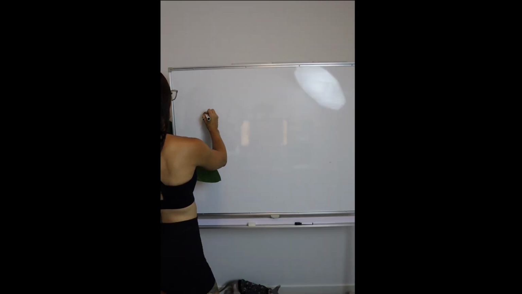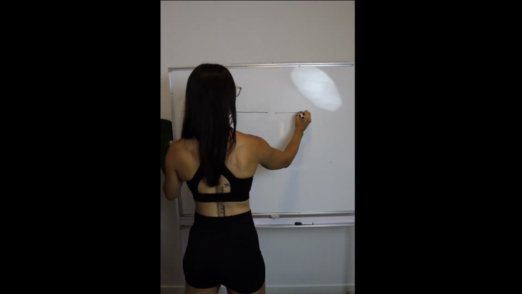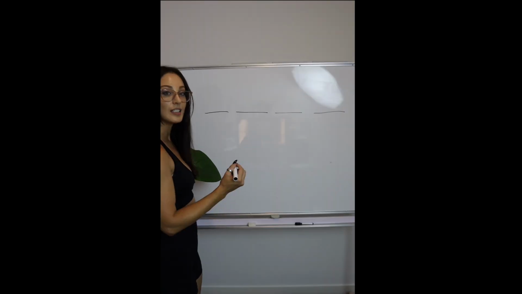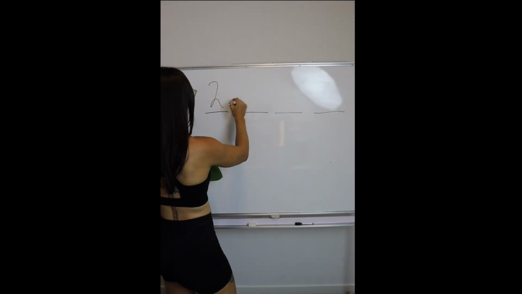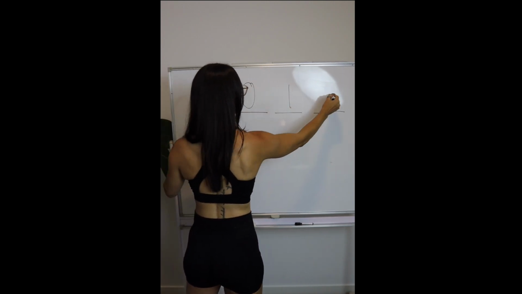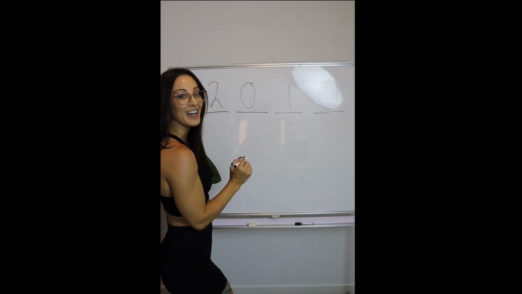So what is tempo? These numbers that show up in your program: 4010, 2210, 3210. What does that mean? Let's get into it. So there will be four numbers: 1, 2, 3, 4. Let's start off with the most basic tempo and the one that you're going to see the most often, which is 2, 0, 1, 0. Now what does that actually mean?